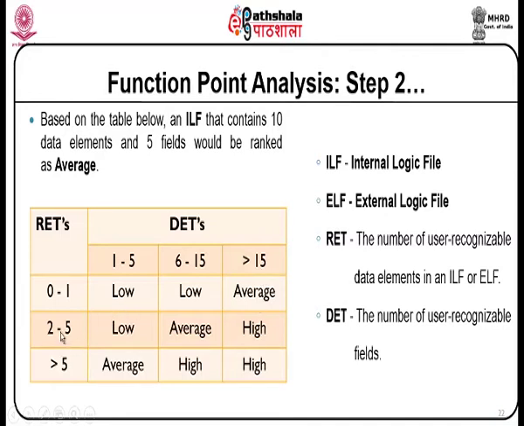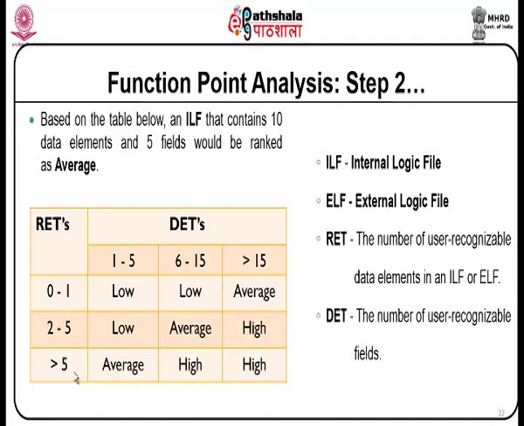If the number of user recognizable data elements in an internal logic file or external logic file is from 2 to 5 and the number of user recognizable fields is from 1 to 5, the rank is low. If the data elements are from 2 to 5 and the fields are from 6 to 15, the rank is average. If the data elements are from 2 to 5 and the fields are greater than 15, the rank is high.